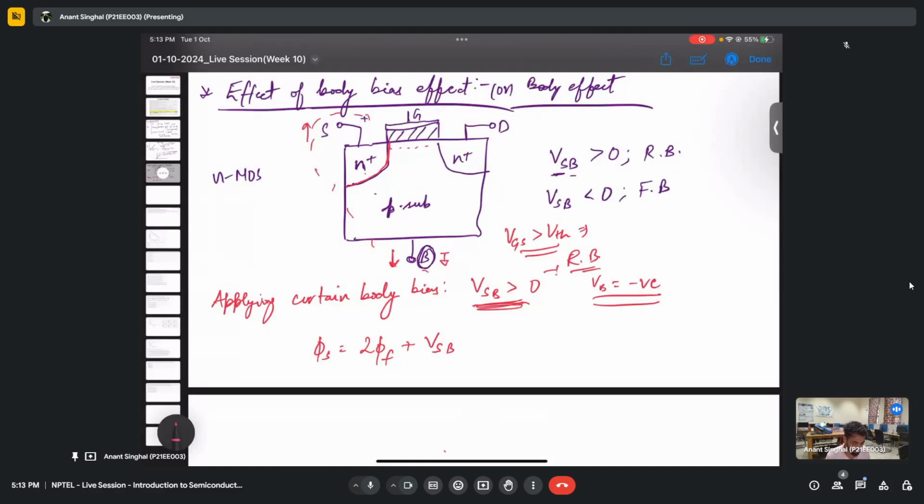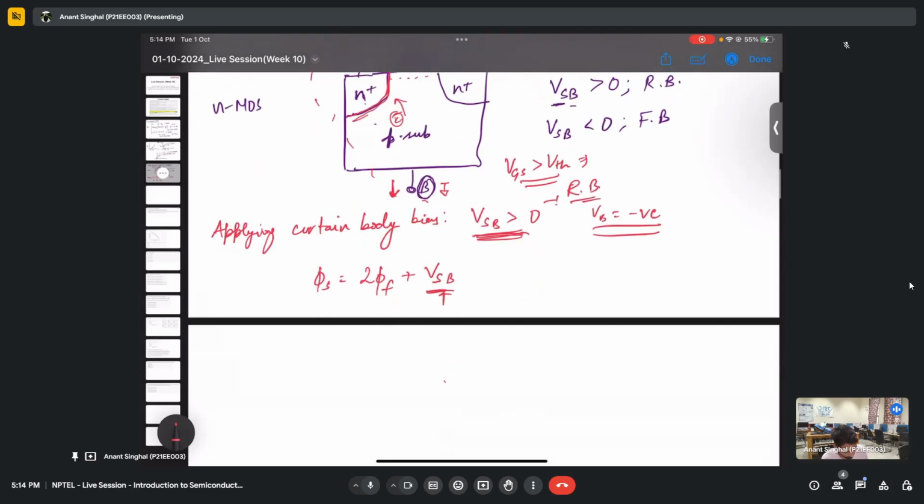And if VSB is positive, then I've already told that the PN junction is in reverse bias, and any electron near the surface, so let's say I'm talking about this surface, will migrate towards the source. I hope you understand, because we are applying a negative bias, so it will migrate. Any electron that we have migrates towards the source to get the inversion, and the surface potential becomes whatever the potential that I have applied.